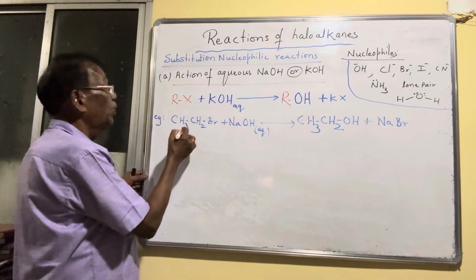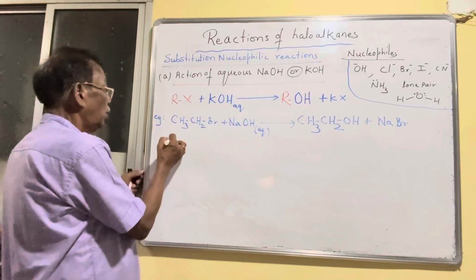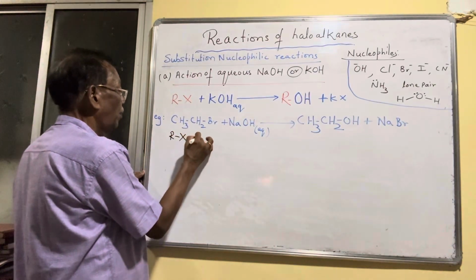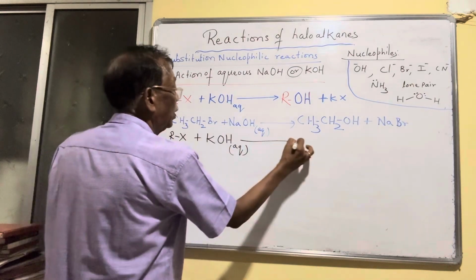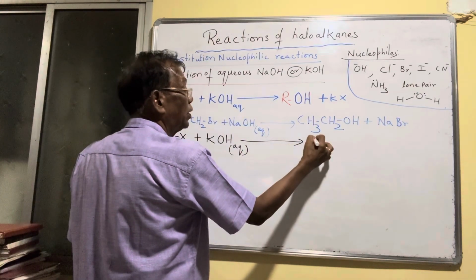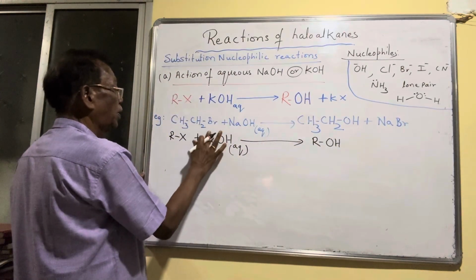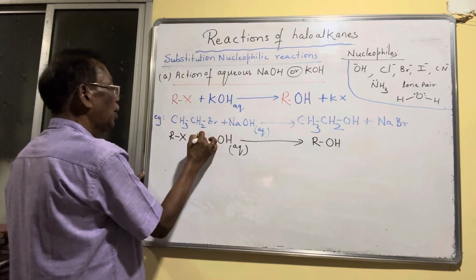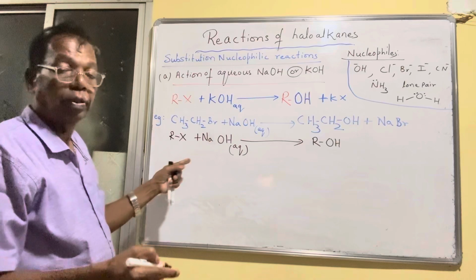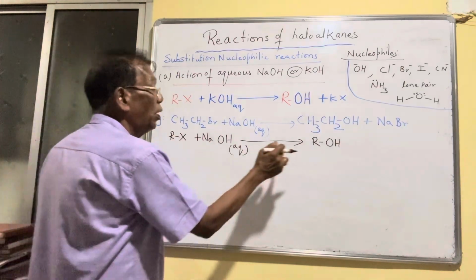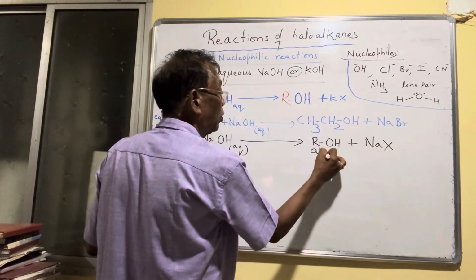Now let's take the example with KOH. Suppose I take RX plus KOH aqueous. What we'll get here will be alcohol, which is ROH. Now, sorry, I have given KOH, so I'll write here NaOH. Actually, I should not have written it, but anyhow, for you to understand, that will not be a problem. So ROH plus what we'll get here will be NaX. This is also what? Alcohol.